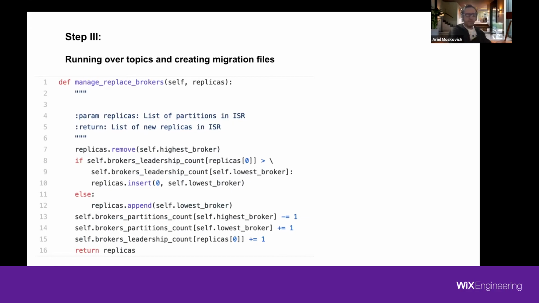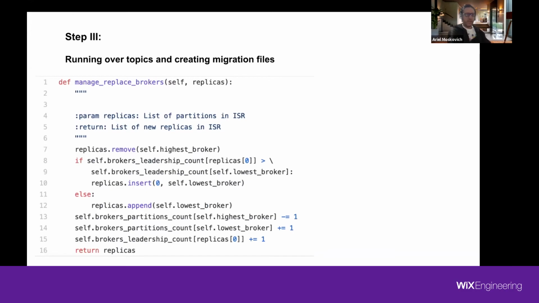So I will first remove the broker with the highest count. I will add the broker with the lowest count in 2 different manners. One of them, and this is something that is important to understand: in a replica representing a partition, the broker that resides in index 0 is the one that will be considered by default as the leader of this ISR.